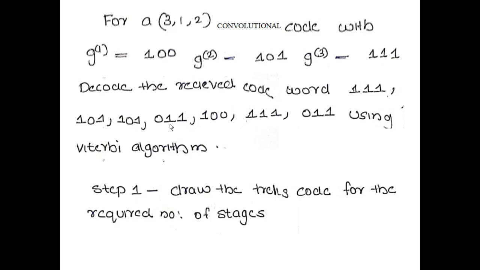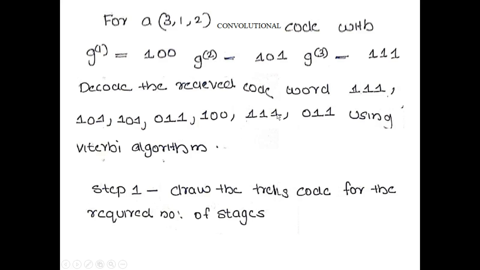To find that, we have g1, g2 and g3. In each of these, the first bit represents the input connection, the second bit represents the flip-flop 1 connection, and the third bit represents the flip-flop 2 connection. So g1, g2, g3 represent v1, v2 and v3 respectively, that is, output 1, output 2 and output 3. Here v1 depends on the input only, v2 depends on the input as well as the last flip-flop, and v3 depends on the input as well as both flip-flops.